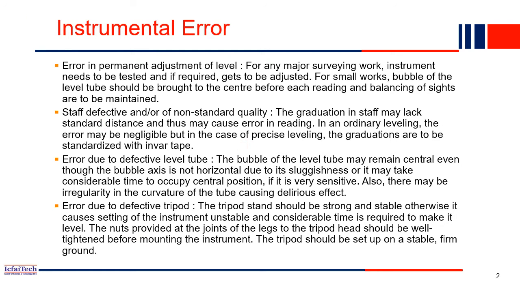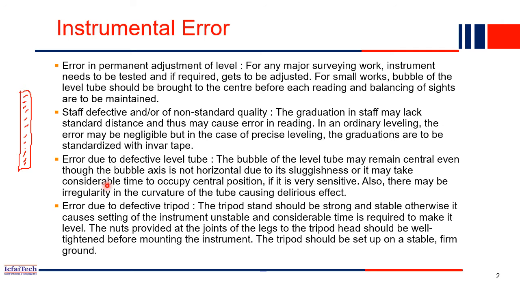Sometimes what happens in a staff is that many marks will be there: 1 meter, 2 meter, 3 meter, up to a 4 meter staff. These are the marks which will be there on the staff. Sometimes these values are not standard, meaning the distance from one mark to another is not perfectly calibrated. In that case, that also will be an additional error introduced in the reading.